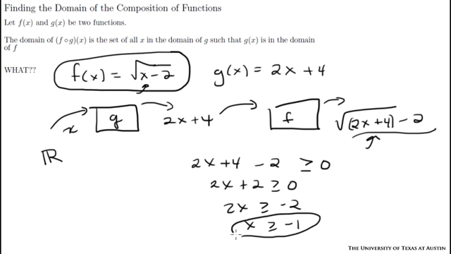We are now talking about our original x values, where we have no restriction on what goes into g, but we do have restrictions on what goes into f. So we pared down our original domain into the values that, once plugged into f, were legal. So x greater than or equal to negative 1 is the domain of the composition of this function. That is, it is the set of all x in the domain of g such that g of x is in the domain of f.